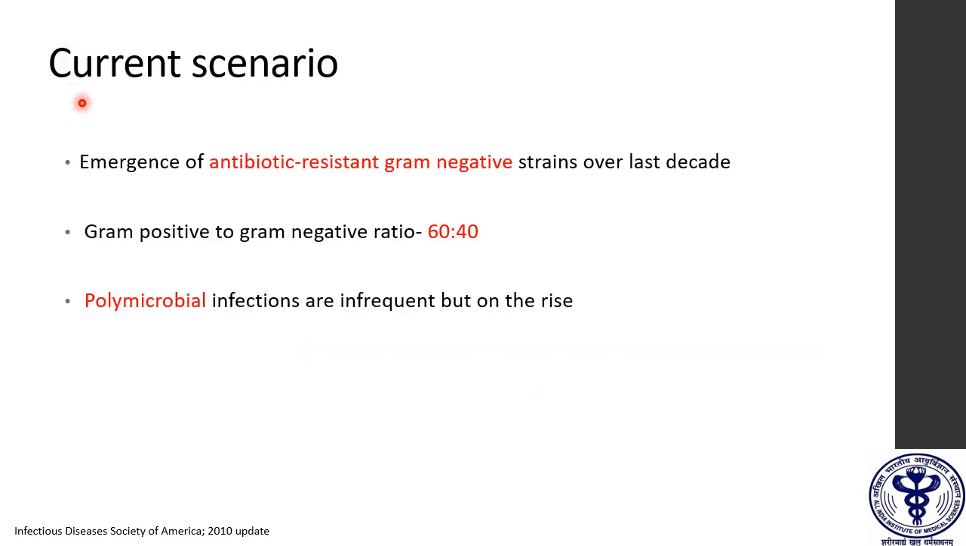So there's been an emergence of antibiotic-resistant gram-negative organisms, typically the MDR strains, and the international data suggests that the gram-positive to gram-negative ratio is still around 60 to 40, and polymicrobial infections are on the rise.